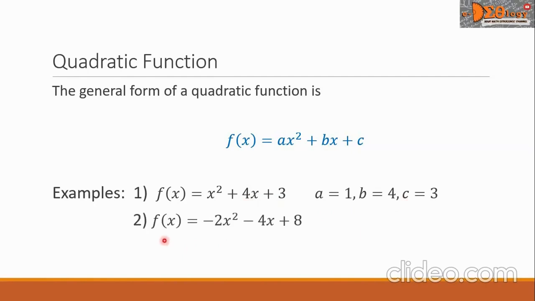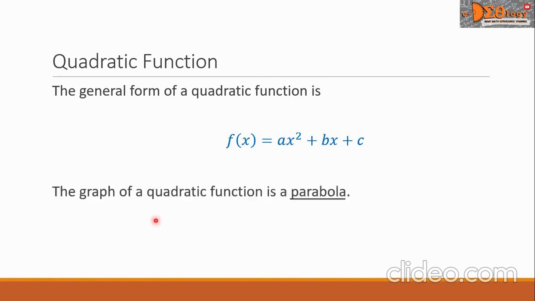Another example is f(x) = -2x² - 4x + 8. Also, the a equals negative 2, the b is negative 4, and the c is positive 8.